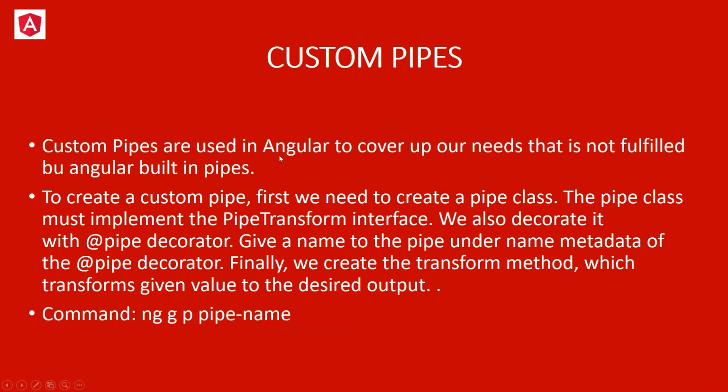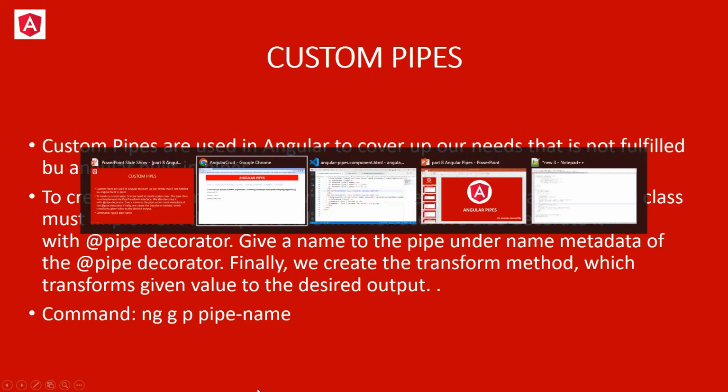In Angular we can also create our custom pipe. These custom pipes are used whenever Angular built-in pipes are not able to fulfill your requirements. To create a custom pipe, firstly we need to create a pipe class, and the pipe class must implement the PipeTransform interface. We also decorate it with the Pipe decorator, give it a suitable name, and then pass a transform method in which you perform your operation. The command to create a pipe is ng, g for generate, p for pipe, then your pipe name. So let's create that.